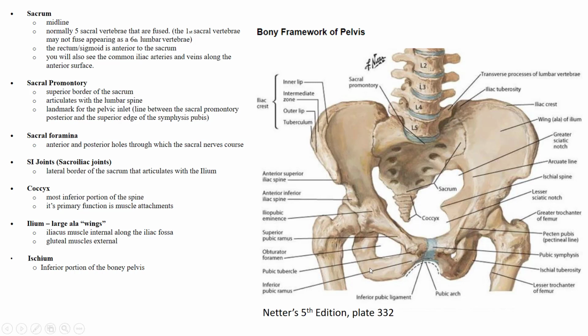The ischium is the inferior portion of the bony pelvis. When you sit down, you actually sit on these bones called the ischial tuberosities, this little bottom part of the bone here, and sometimes people call these your sits bones.